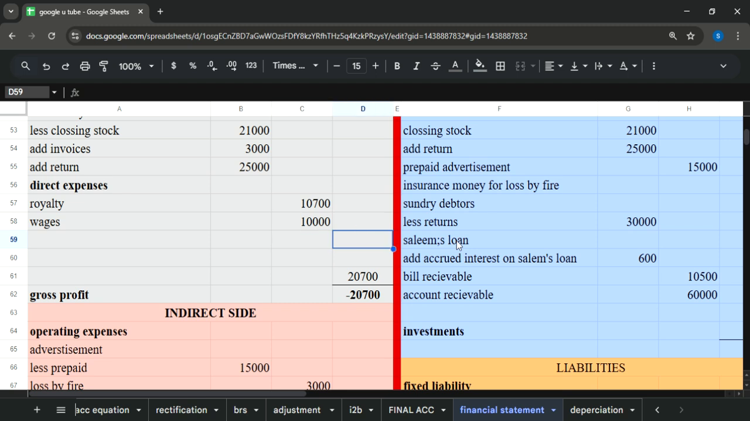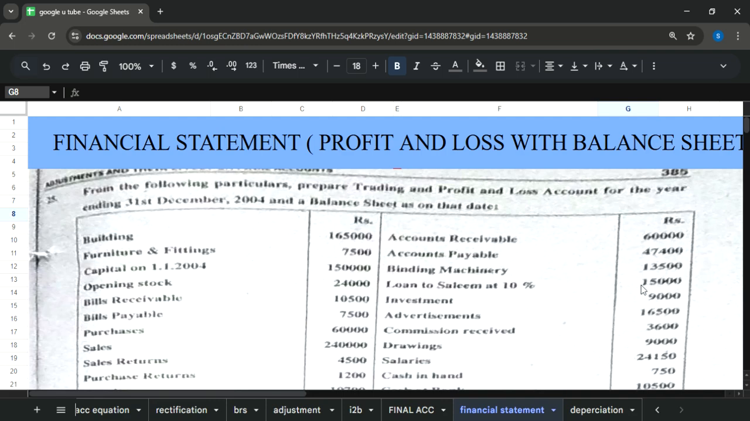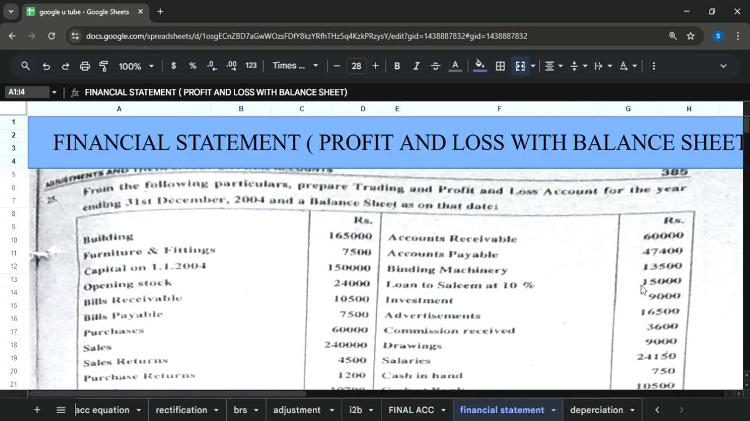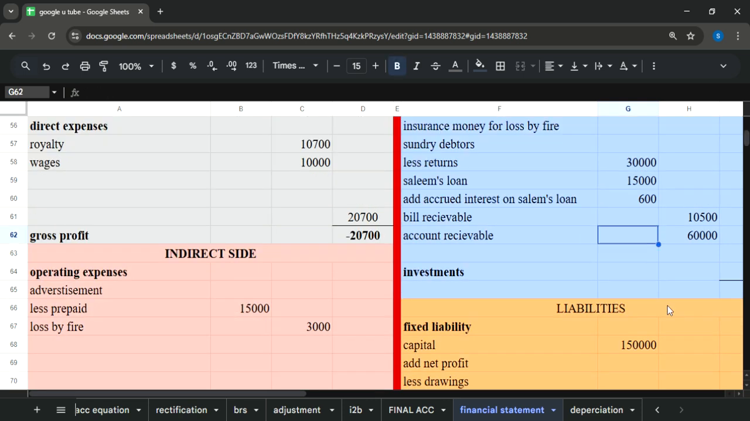So inverted commas are needed. Let's try to edit it. So Salim's loan, okay, and the amount of loan to Salim is 15,000. Here you will mention 15,000. Okay, then we have investment, part of the asset side, and we have a proper place for it.